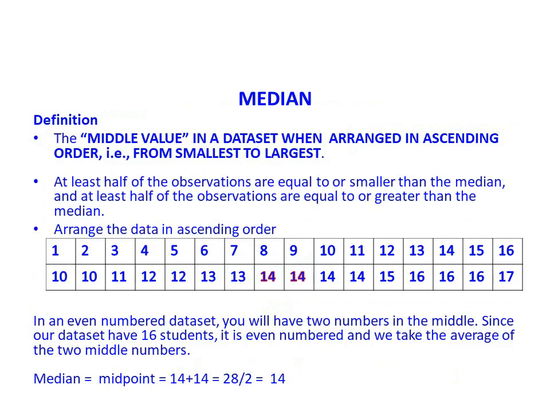Median is the middle value in a dataset when arranged in ascending order. At least half of the observations are equal to or smaller than the median, and at least half of the observations are equal to or greater than the median. In an even-numbered dataset, you will have two numbers in the middle. Since our dataset has 16 students, it is even-numbered and we take the average of the two middle numbers. So median is 28 divided by 2, 14.